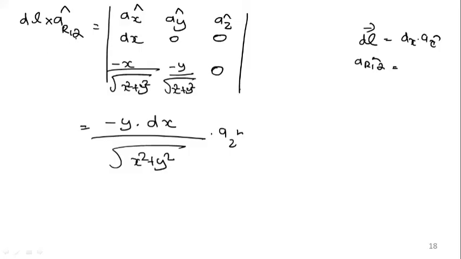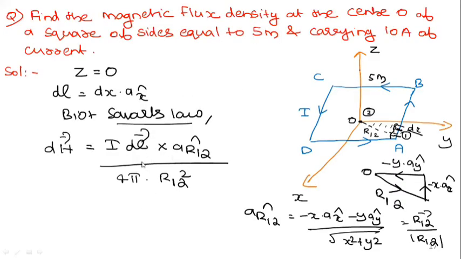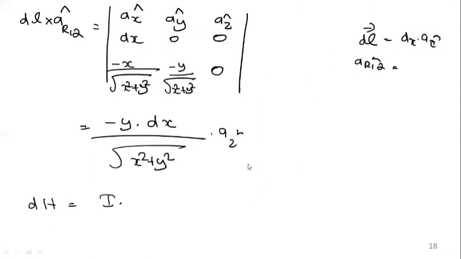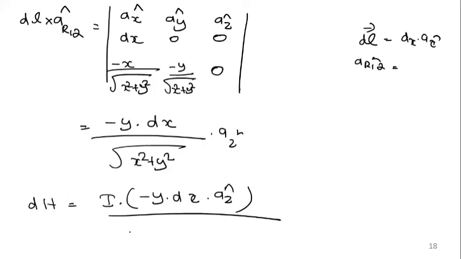Okay, now we have dl cross a_R12. Now you apply that to Biot-Savart's law. So dH is equal to I into... I'll directly substitute from this equation to this equation, substitute to equation 1. So what will equation 1 become? Equation 1 becomes I into minus y into dx into az divided by 4 pi into x square plus y square, the whole raised to 3 by 2.